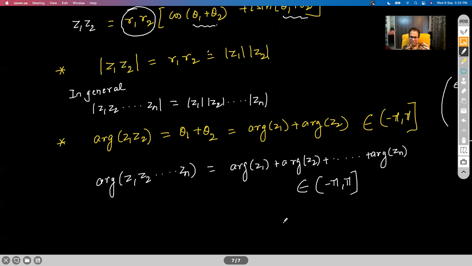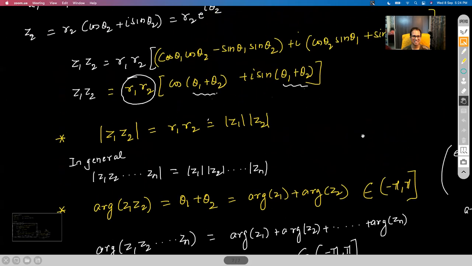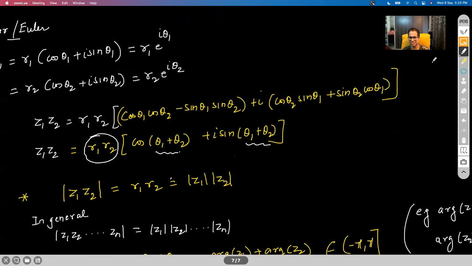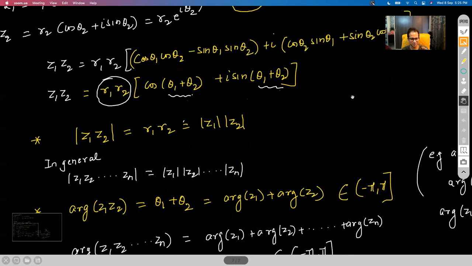Is it fine? Now, this is something which of course comes out from that multiplication result. And one more thing I would like to add here. Euler gives this in one shot. Euler is such a strong representation that when you multiply these two, you directly get r1 r2 e to the power I (theta 1 plus theta 2). Sorry for saying phi 1. So Euler was a gem of a mathematician. He figured out that your product will have a modulus which is the product of the moduli of z1, z2, and the argument of the product will be the sum of the arguments of z1 and z2. Straight away, one shot, right? Thanks to Euler. Okay, anyways.